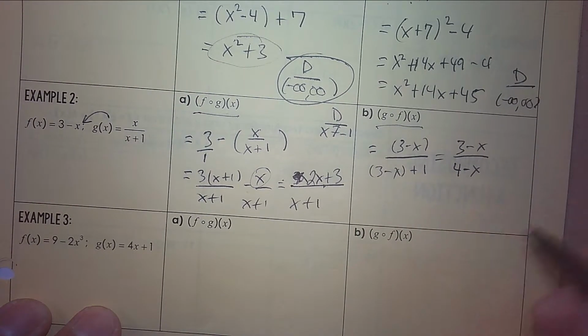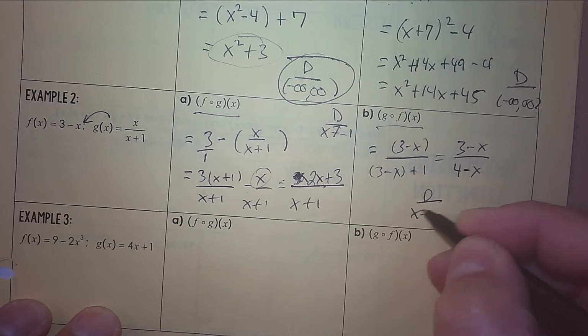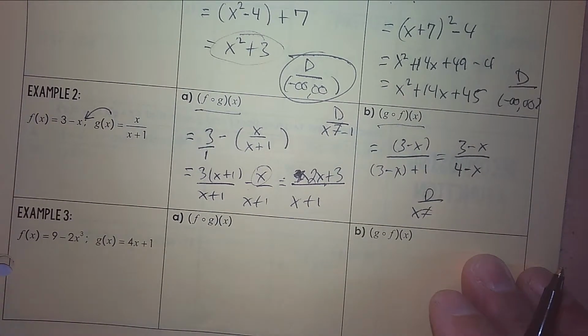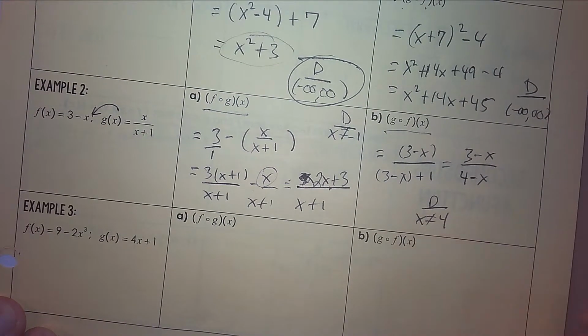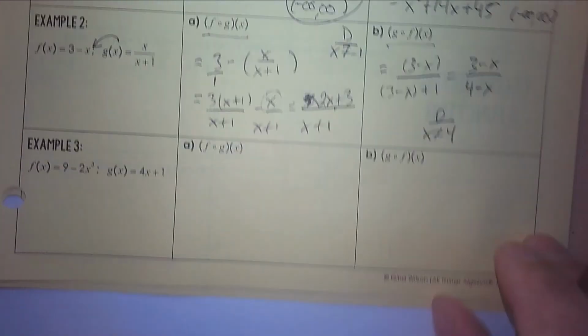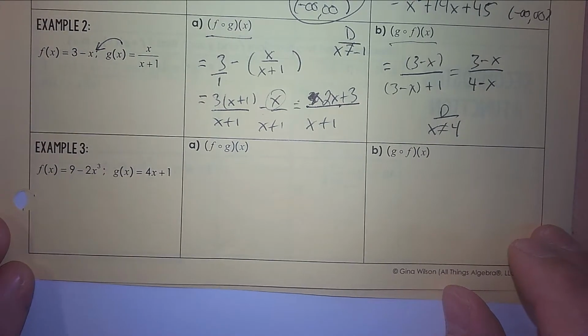Don't cross out the x's. But can you tell me the domain restriction here? x can't be 4. Perfect. Thank you, Marilyn. On to example number 3. Here we go.